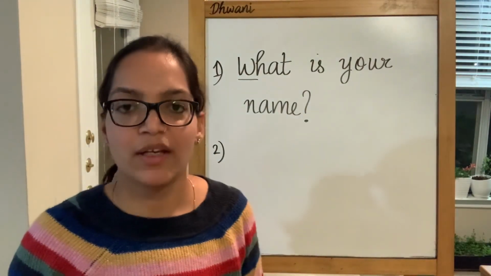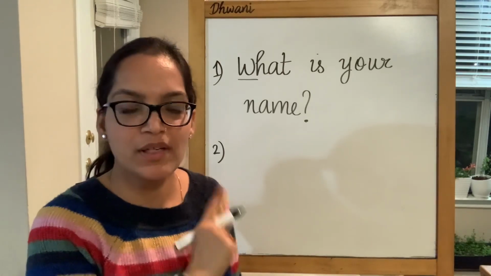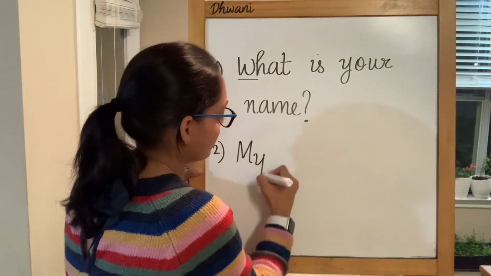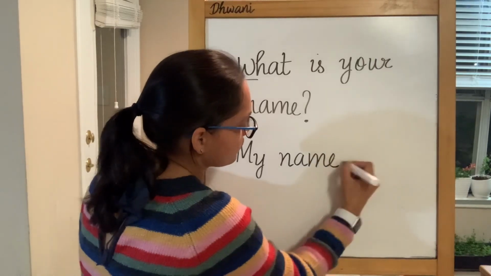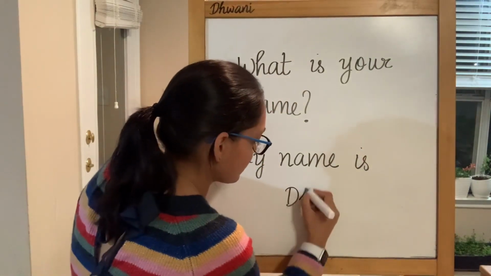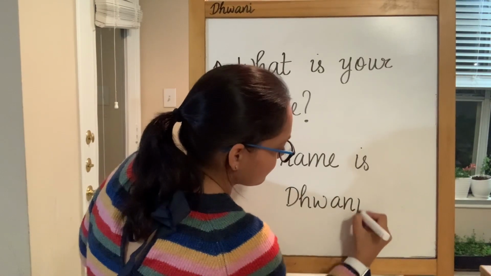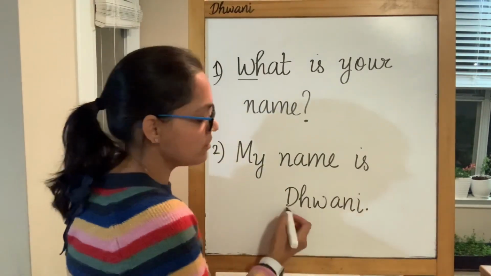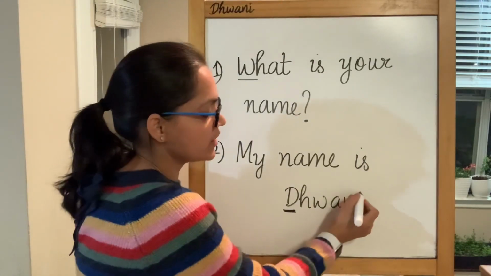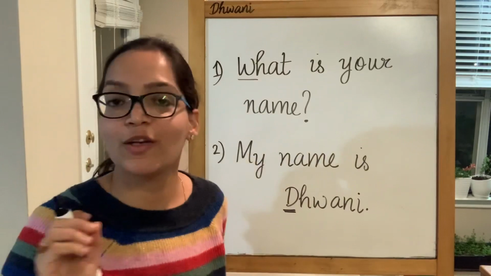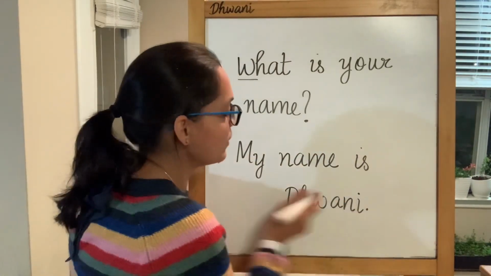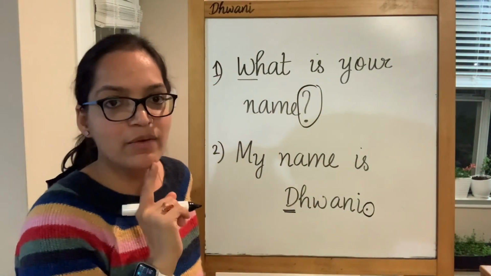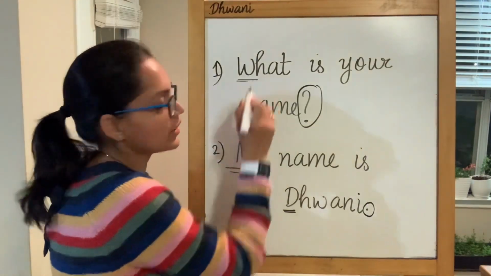If it is a statement, it will end in a period. It will begin with a capital, end in a period. We have done this many times, but I'm just repeating this. My name is Dhwani. So my name has D in the beginning and it ends in I. All other alphabets are going to be in lowercase. I'm just repeating the first point. And because it's a statement, it will end in a period. This was a question, so it will end in a question mark. Both are beginning in a capital.